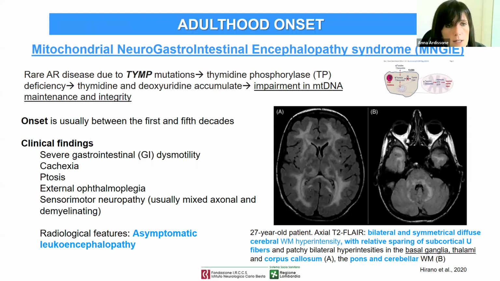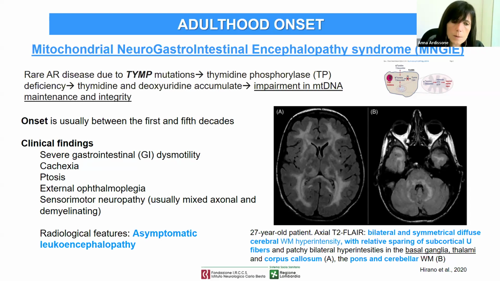typical and often associated with a specific syndrome, mitochondrial neurogastrointestinal encephalopathy syndrome, also known as MNGIE. This is a rare disease due to TYMP mutations, leading to deficiency of thymidine phosphorylase, and so thymidine and deoxyuridine accumulate, leading to impairment in mtDNA maintenance and integrity. The onset is usually between the first and fifth decades, and the clinical picture is very complicated, characterized by severe gastrointestinal dysmotility, cachexia, ptosis, external ophthalmoplegia, and sensory motor neuropathy.